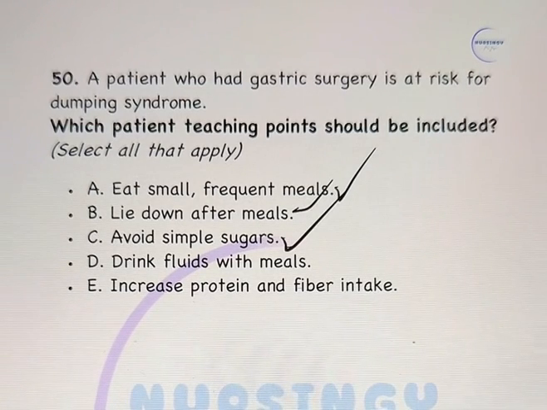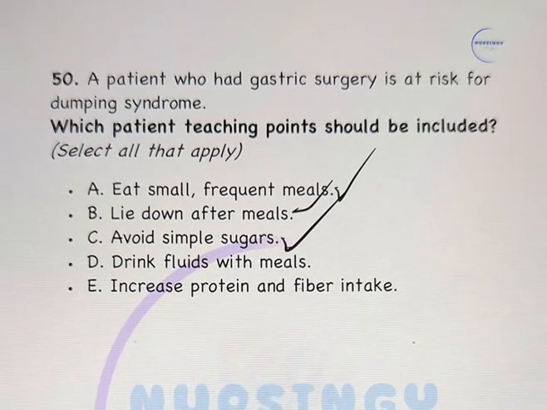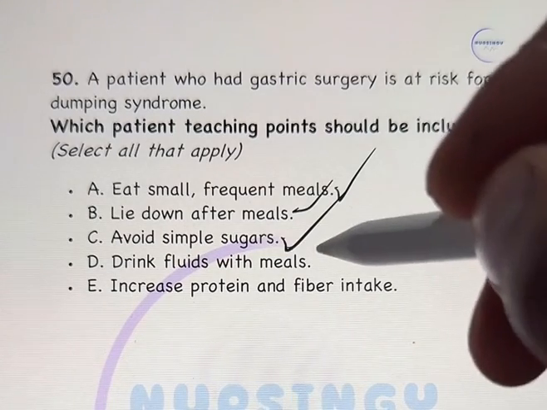Drink fluid with meal. Do we need to drink fluid or avoid drinking fluid? Avoid. We need to avoid drinking fluid with meals, because the food will empty too fast. It should be like 30 minutes before or after the meal, not together with the meal, because the stomach will not fill properly but will empty fast, so there will be less food content over there.